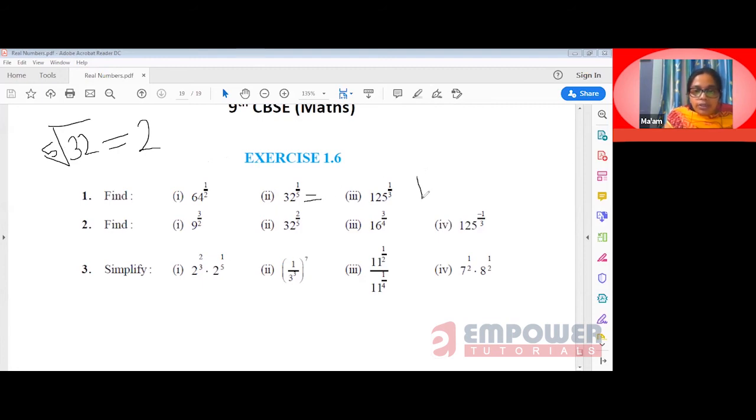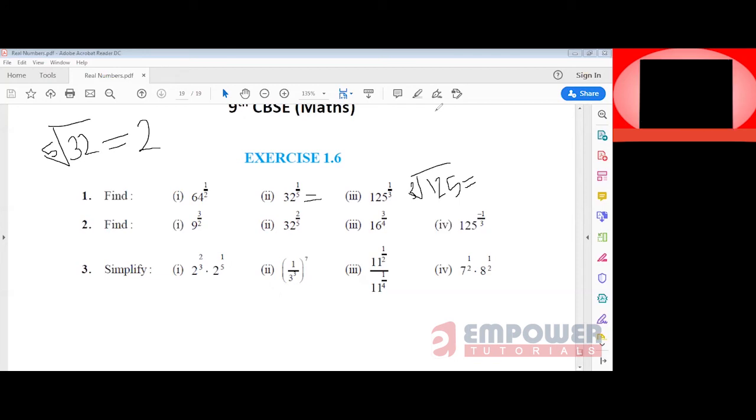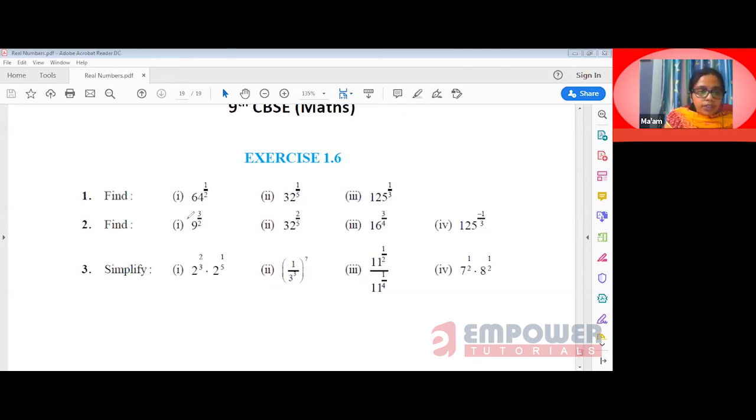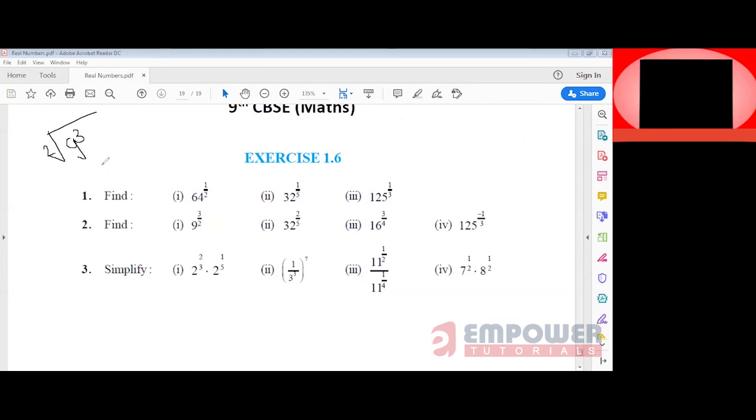What will be the next? So this is cube root of 125. So tell me the answer of this. Yes, ma'am, 5. Very good. Now next one. Now here, so see, the denominator represents this sign. Okay. So square root of 9 raised to 3. Okay, 3. Okay, so 3 will be the answer, right?